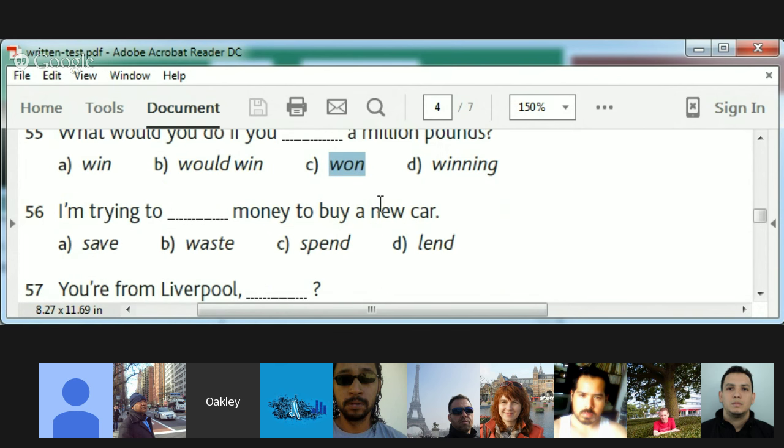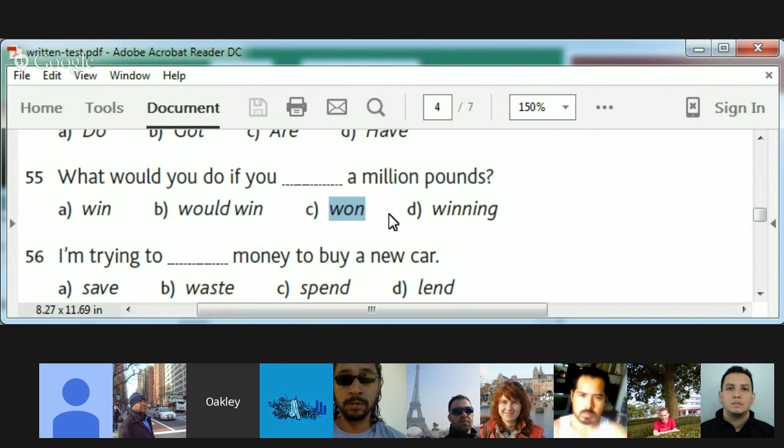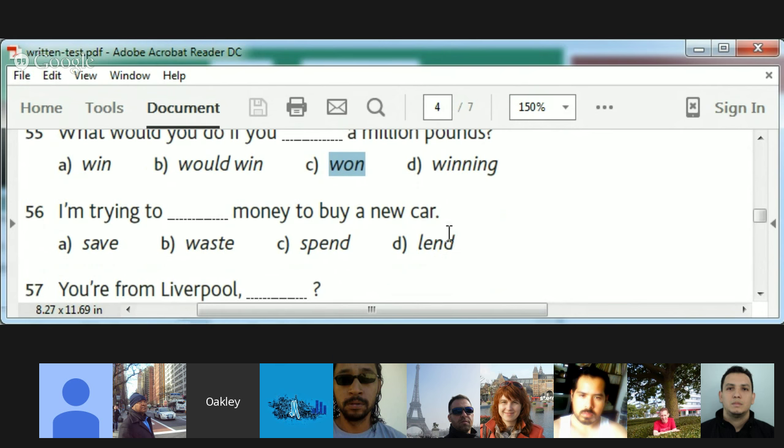Okay. I thought that it's future. What will you do if you win £1,000,000? Yes. That's exactly correct. That's right, Lena. Then that would be the first conditional. You got it now. Okay, very good.